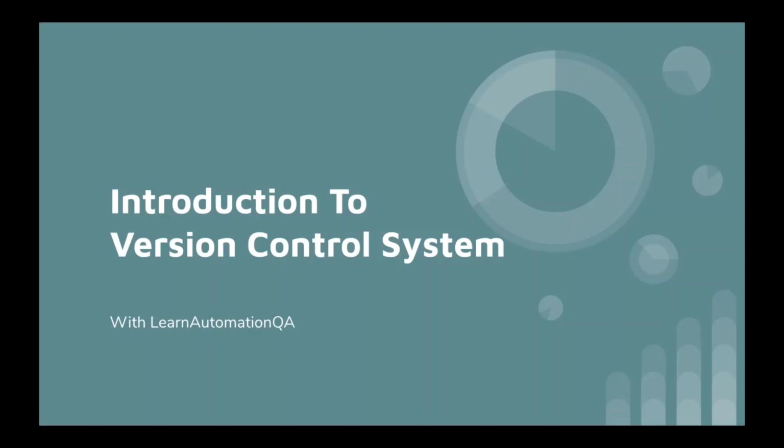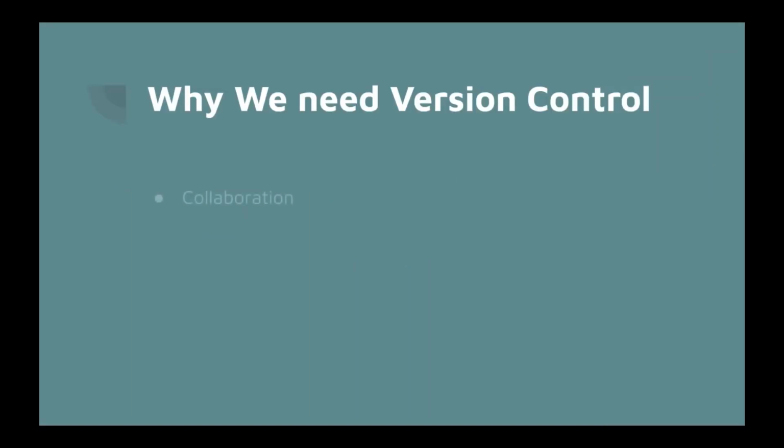All right, so let's see why we need version control. The first thing is collaboration. As I just mentioned, if there are multiple people working on the same thing, or maybe different things using the same common components, they should be collaborating with each other.